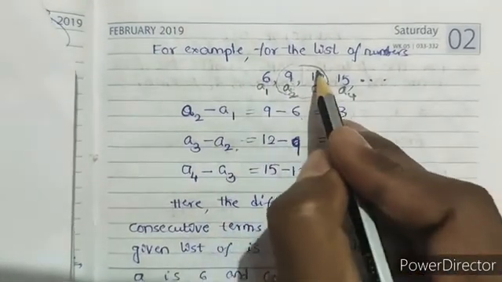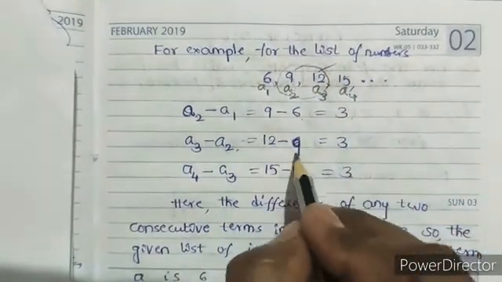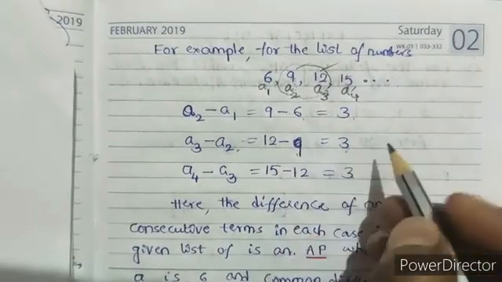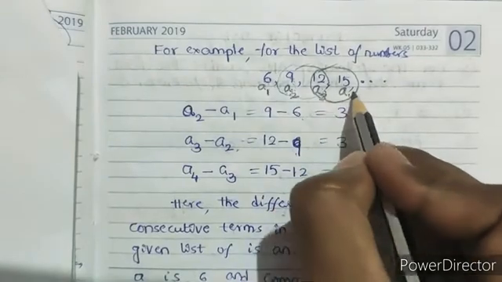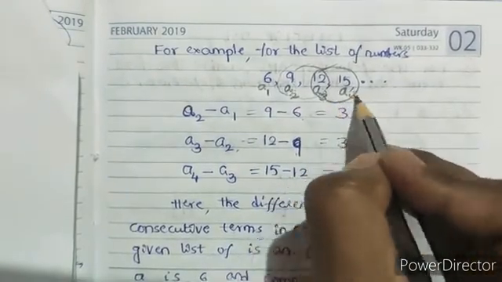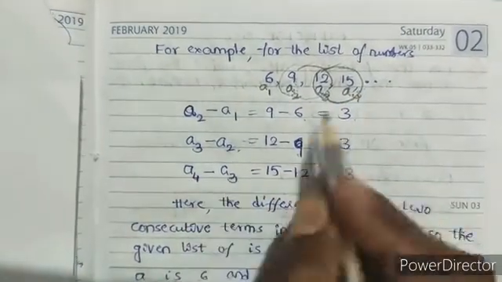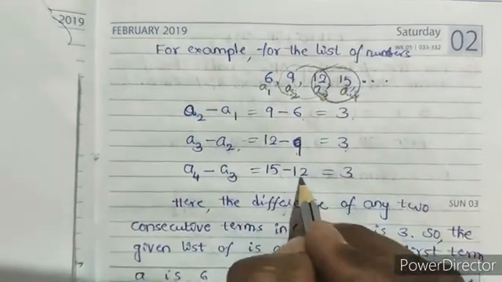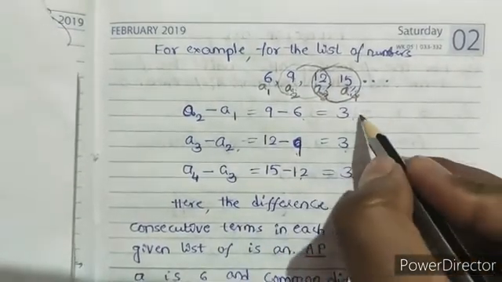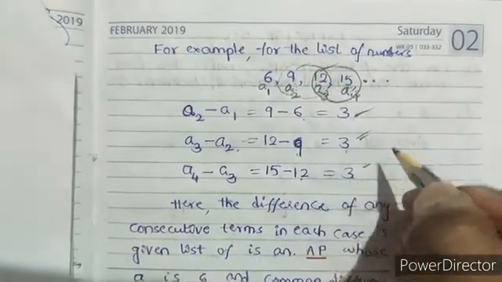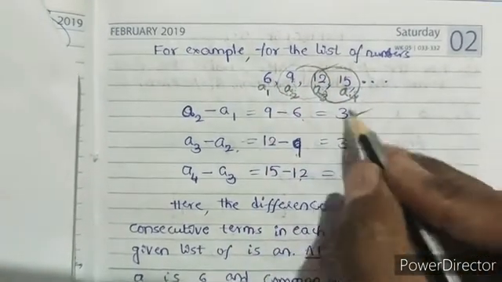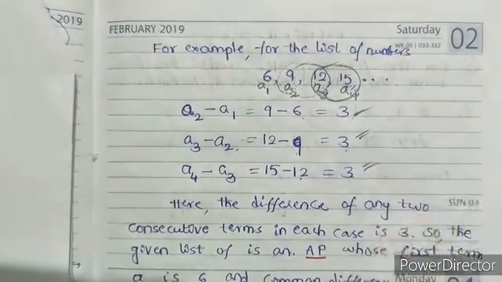After finding that, A3 is 12, A2 is 9, 12 minus 9 is 3. Next you consider these two consecutive numbers A3 and A4. Find out the difference between these two. A4 minus A3, that is 15 minus 12 is equal to 3. Everywhere you observe the difference. Now in this list of numbers, the difference 3 is common. So the common difference is 3 here.